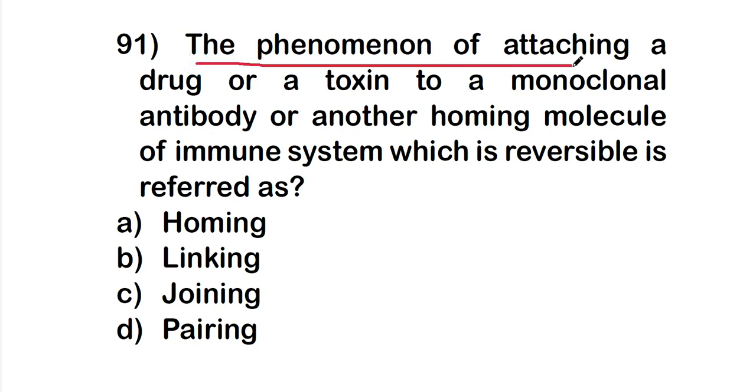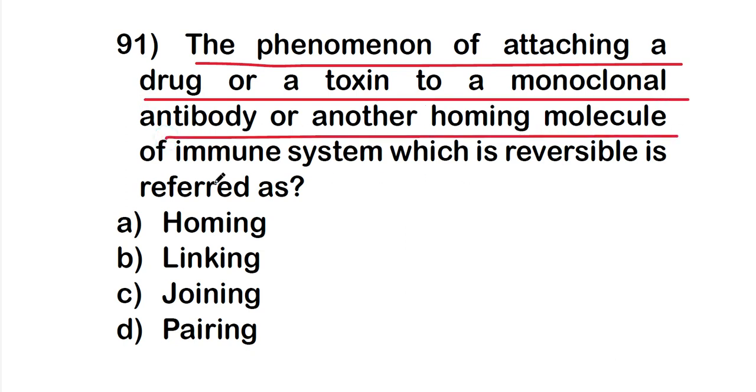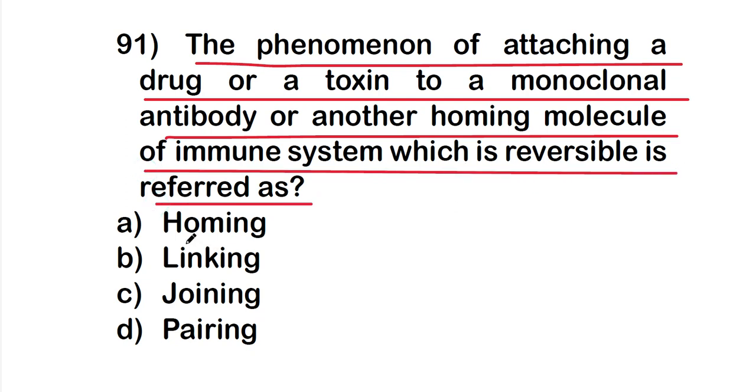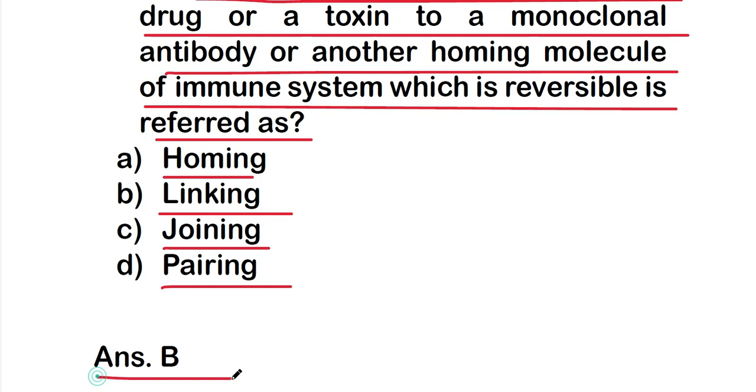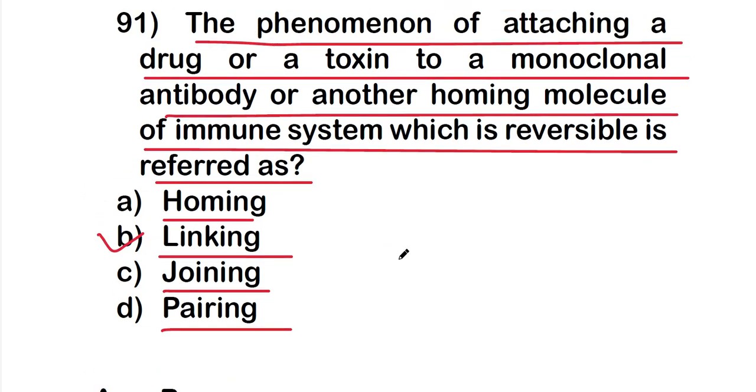The phenomenon of attaching a drug or a toxin to a monoclonal antibody or another homing molecule of the immune system, which is reversible, is referred to as: option A homing, option B linking, option C joining, option D pairing. The right one is option B, that is linking. So the phenomenon of attaching a drug or a toxin to a monoclonal antibody or another homing molecule of the immune system, which is reversible, is referred to as linking.